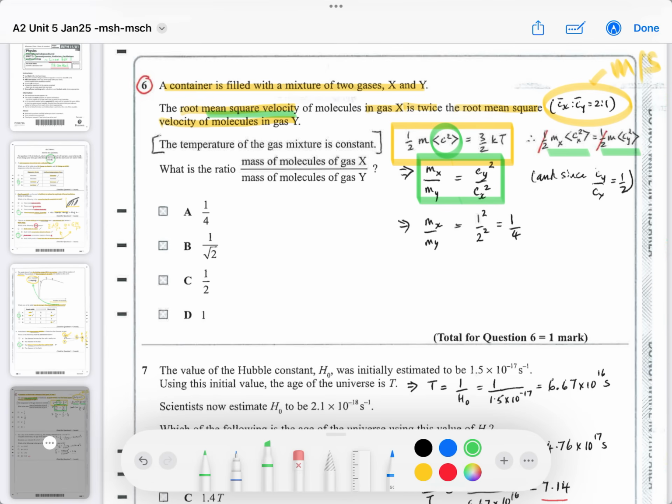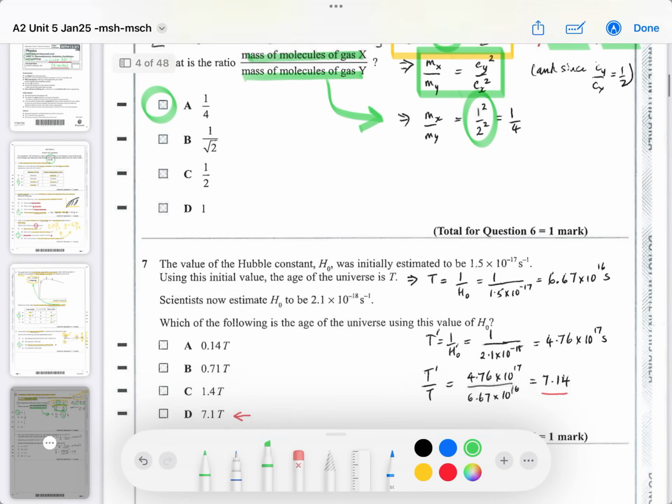And since we know the ratio of speeds is 2 to 1, you can put those in. So we have 1 squared over 2 squared, so it's 1 over 4, so the answer is A. I hope that makes sense to you. They want you to work out the ratio of the mass of X over the mass of Y, which is that. Okay? So it's just ratios.